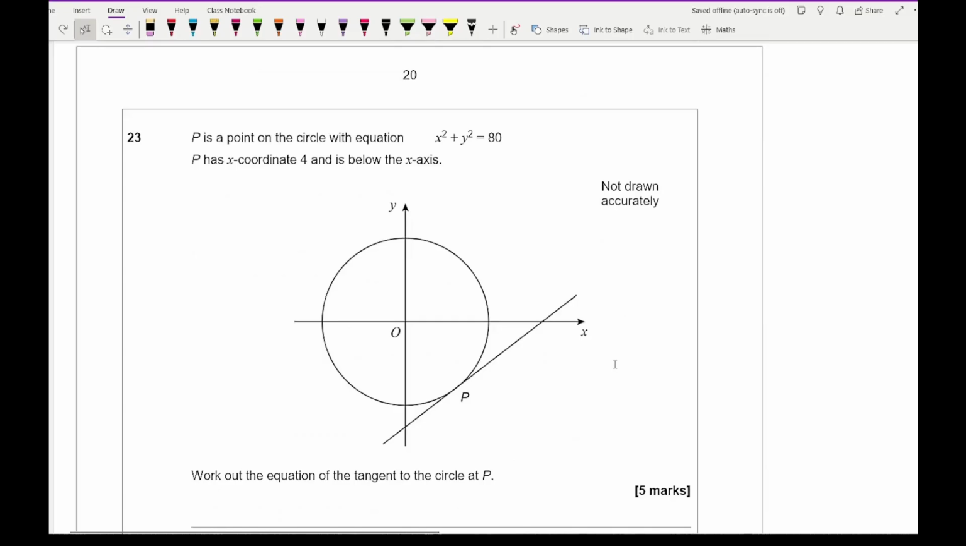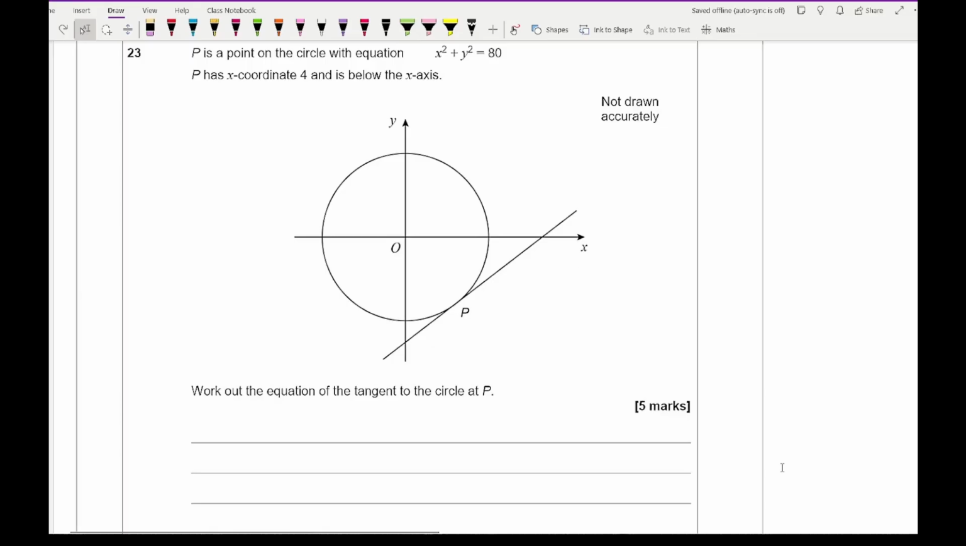Then moving on to question 23, it says point P is on the circle with the equation of x squared plus y squared equals 80. P has an x coordinate of 4 and is below the x-axis. Work out the equation of the tangent to the circle at P. So let's have a look at what we know so far. So we know that this point here is going to be 4 because it tells us that the x coordinate of P is 4. We just don't know what the y is, so let's just call that y.